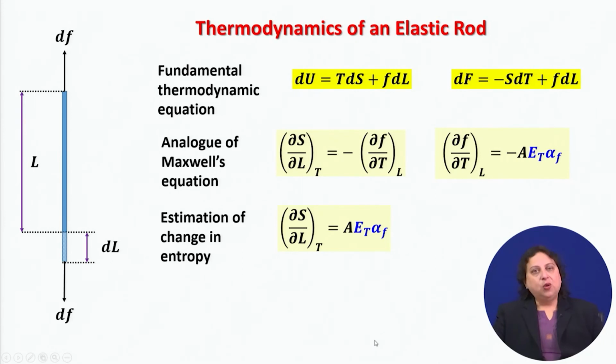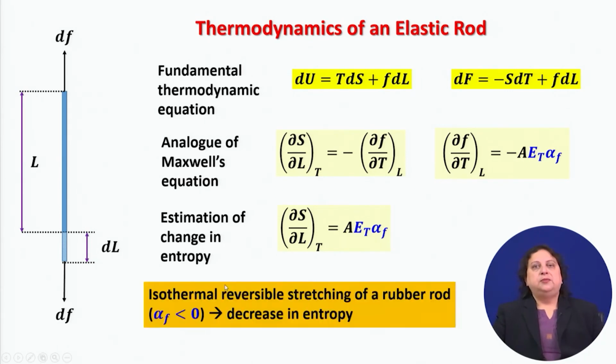Similarly, if I think about this elastic rod made up of rubber, measurements show that alpha F for rubber is negative, but E t is positive. That immediately tells us that if I am looking at the isothermal reversible stretching of a rubber rod, then there will be a decrease in entropy.